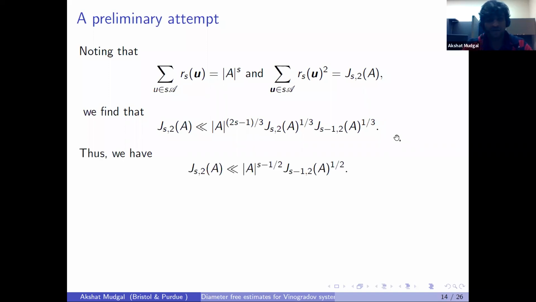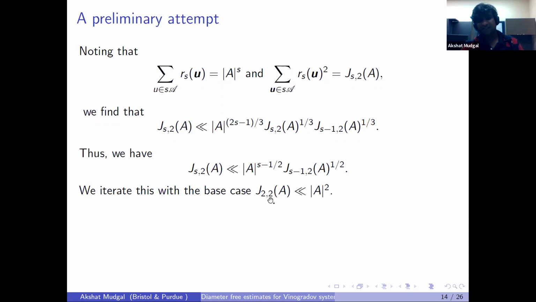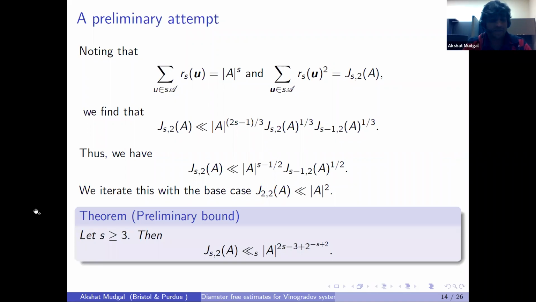When I clear out the exponents, I get that I can bound J_s,2(A) if I have good bounds for J_{s-1,2}(A). And so if I know something about this, I can bound the next moment, and I can keep iterating this until I reach the base case when s is 2, which is the trivial case. When I plug this back into this formula, I already get a preliminary bound, which says that J_s,2(A) is bounded by |A|^{2s-3}. This is again the conjectured bound that you would expect to hold, plus an exponentially decaying factor.